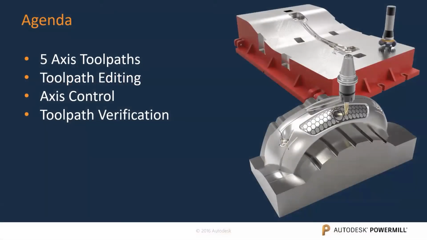All right, so here's what we're going to focus on today. What 5-axis toolpaths are available, how to edit those toolpaths once they're created, using axis control to tilt the tool to get efficient results, and then toolpath verification to add confidence and verification that what we're simulating and what we're programming is going to run the machine without issues.